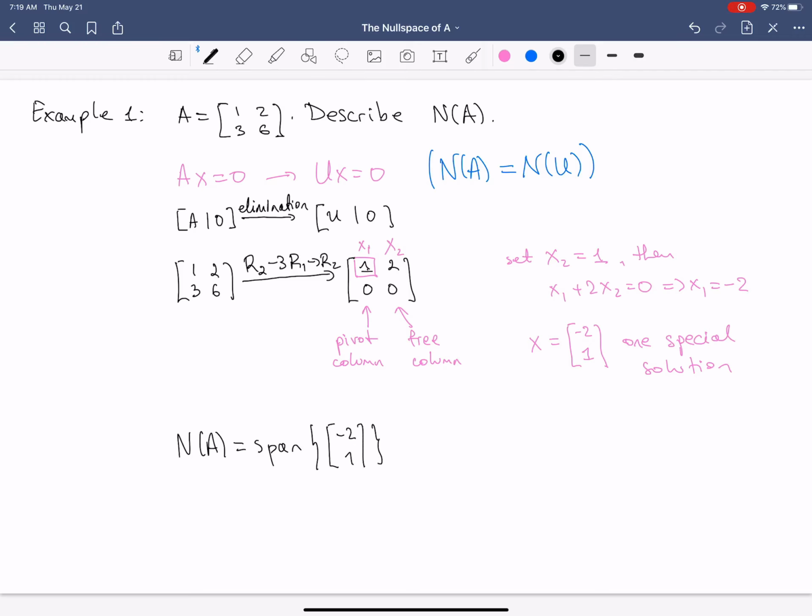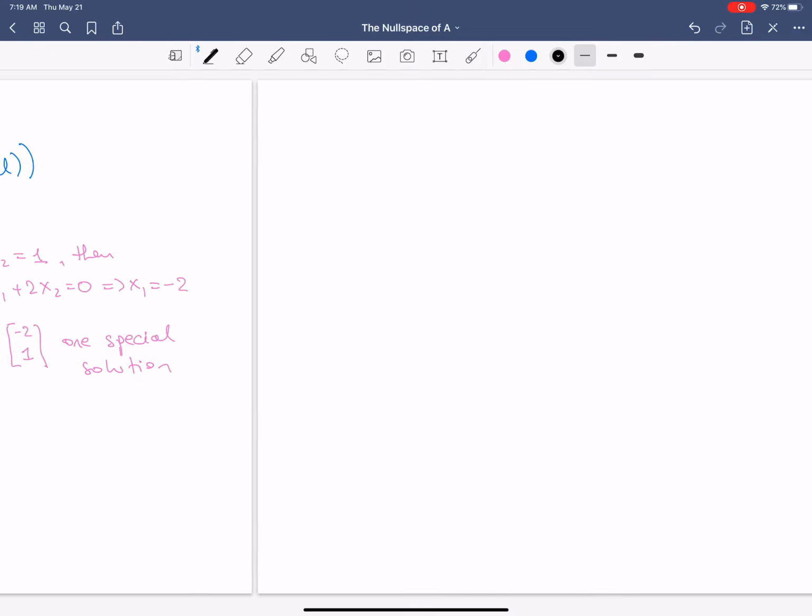So what this says is that all linear combinations of this x, which literally means all multiples of this x, will do the trick. In particular, certainly 0, 0 will do the trick. But 0, 0 is always going to be a solution to Ax equals 0. Question is, is there more? Now, let's look at one more example.